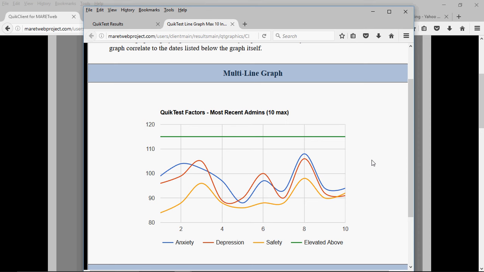If anything is elevated on QuikTest, you've got to give them QuikTest again. It takes 5 to 10 minutes for them to do it. They should do it before they come in, send it to them the day before or 2 days before, and look for the change. On the screen, you see what happens when you look at multiple results. It's a 10-time administration over a period of a month, and this is what we're looking at. You can see exactly what's going on with this person. It's almost medical in the way it looks.